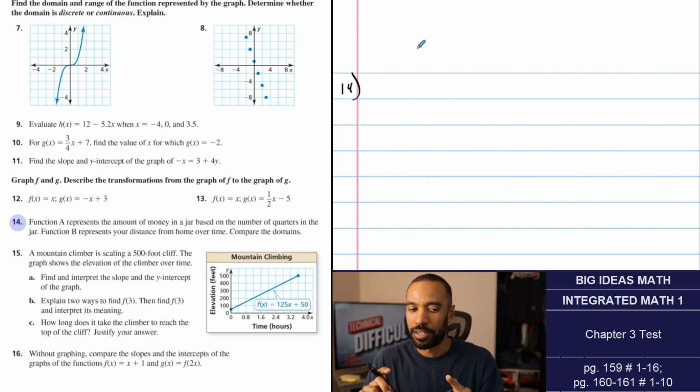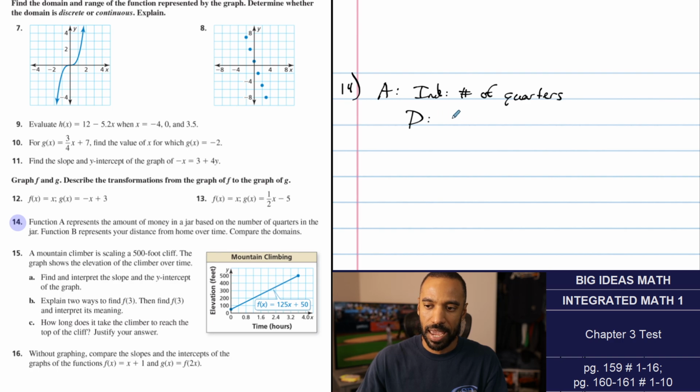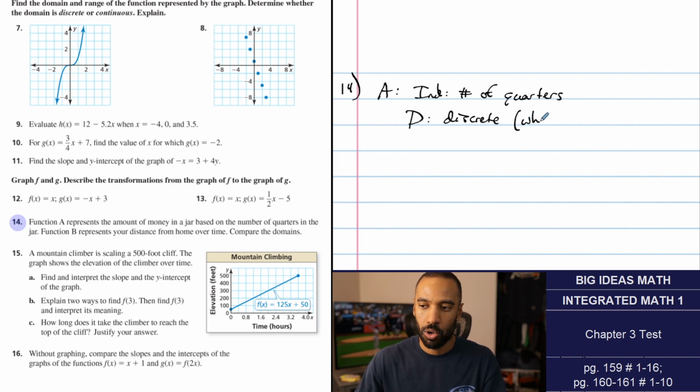Function A is the amount of money in a jar based on number of quarters. When it says compare the domains, my domain for function A is the number of quarters. Well, first of all, the independent variable is number of quarters. Its domain would be discrete. Domain is discrete because number of quarters needs to be integer, whole number values. Whole number of quarters.